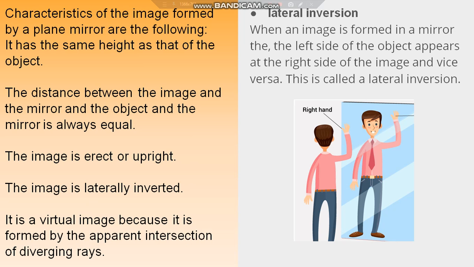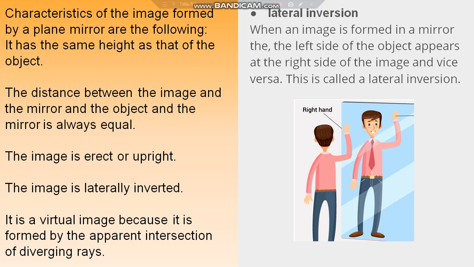Now coming to the characteristics of the image formed by a plane mirror. First, the distance between the image and the mirror and between the object and the mirror is always equal. Second, the image is erect or upright. Third, the image is laterally inverted, and it is a virtual image because it is formed by the apparent intersection of diverging rays. That is, it is not formed by the real intersection of diverging rays, it is only formed by the appearing intersection of diverging rays.